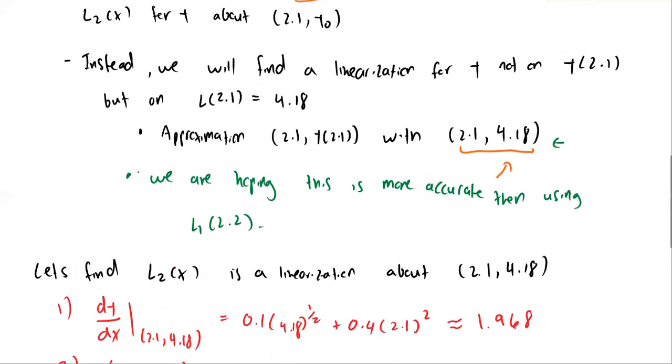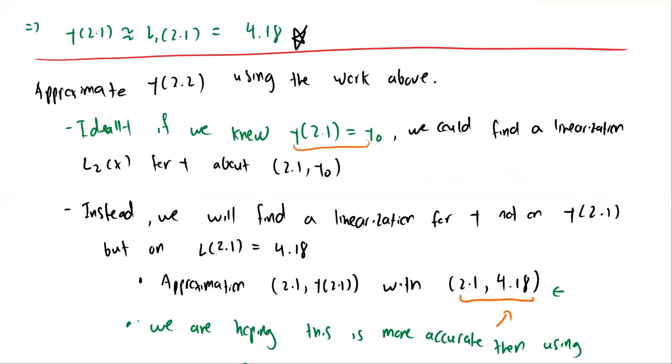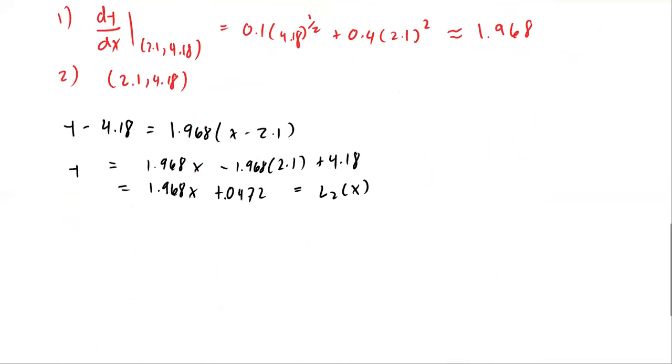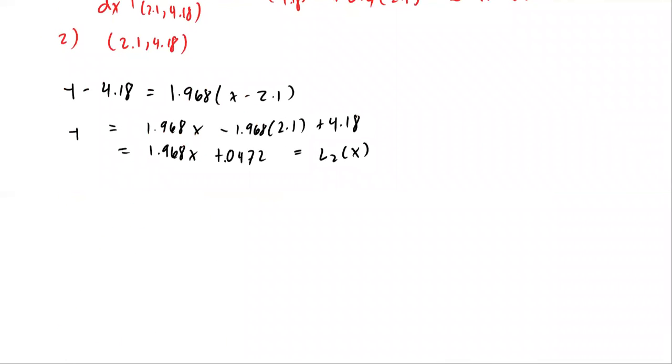Remember, the goal was to approximate y of 2.2 using a second linearization. So now that we have it, all we do is plug it into that linearization. So y of 2.2, which we don't know, is approximately L2 of 2.2, which is 1.968 times 2.2 plus 0.0472. Again, rounding to 3 decimal places, I get 4.377.